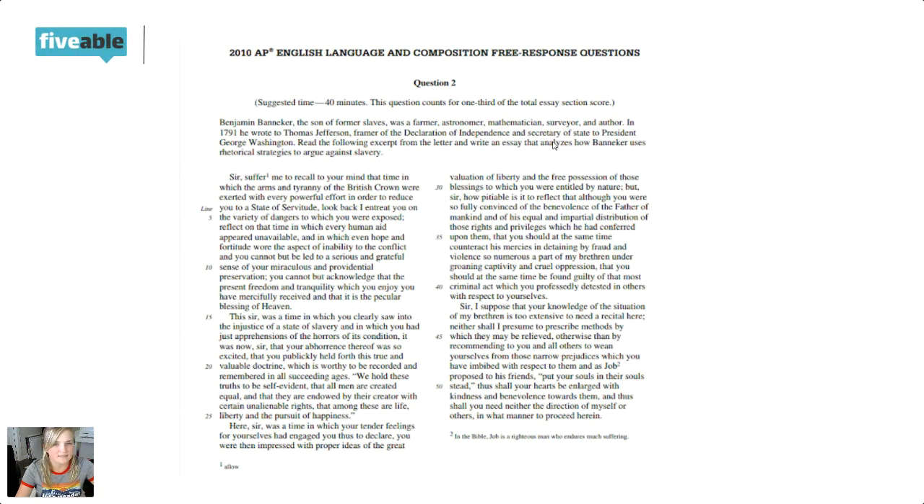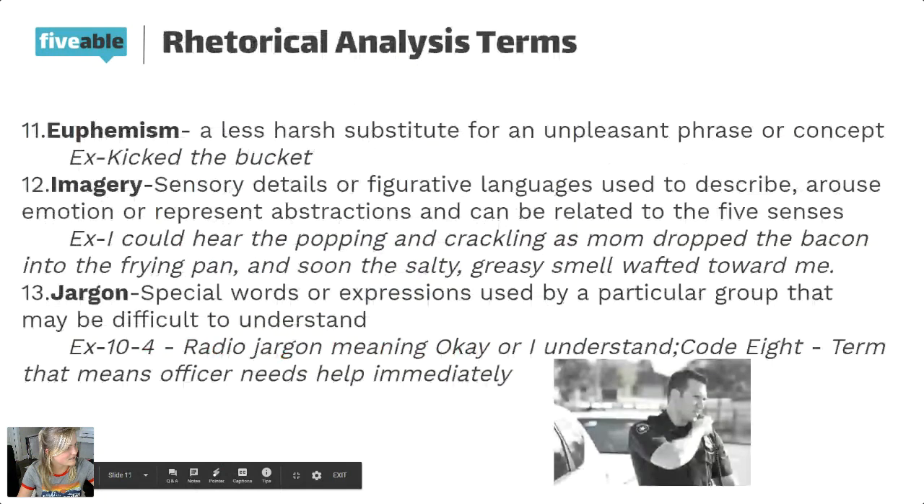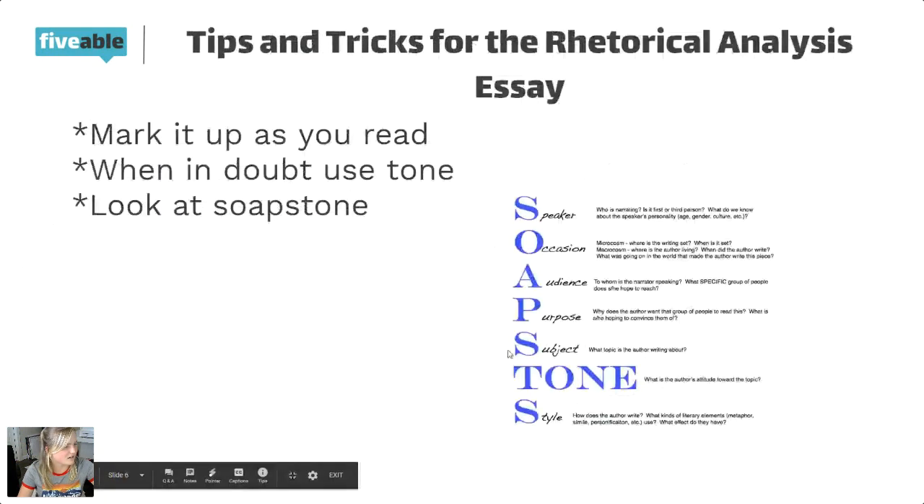The second S is, shoot, I'm gonna have to go look. I didn't get this memorized yet. Subject. So he's writing about the problem with slavery. And then tone would be fervent or disapproving. There's a lot of tones that could work for this one. And then style would be the other rhetorical analysis strategies he used.